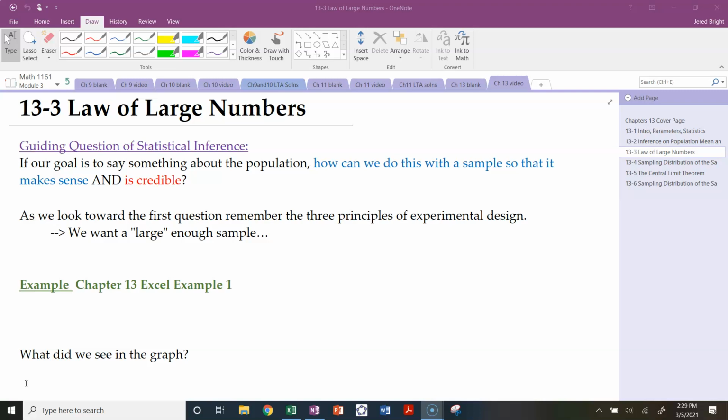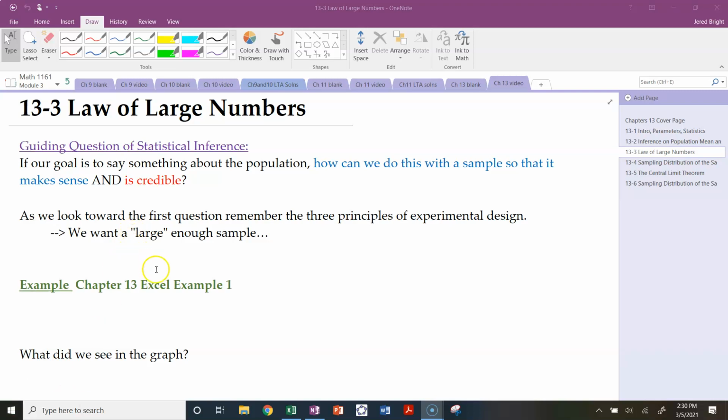Okay, so as we look at the first question there in blue, we want to remember the principles of experimental design, right? There was controlling lurking variables, randomization, and then using a large enough sample. And that large enough sample is a little ambiguous, right? What is large? Okay, we'll define large in different ways here coming up.